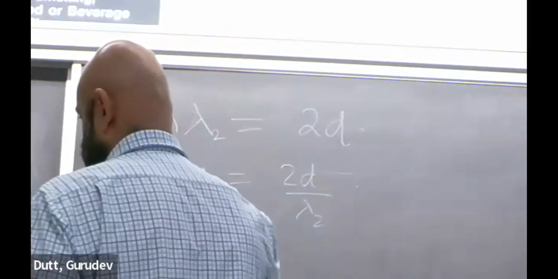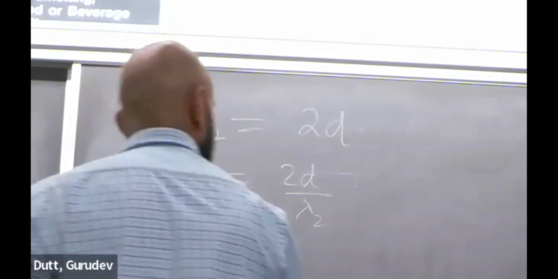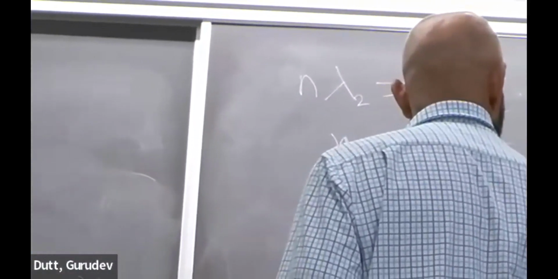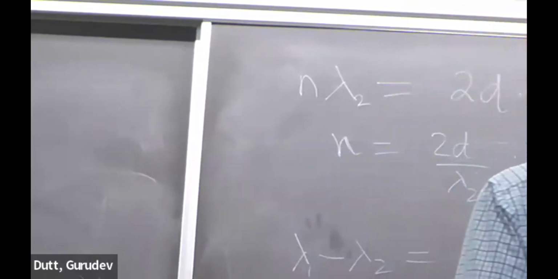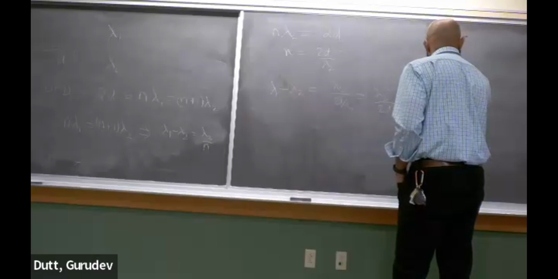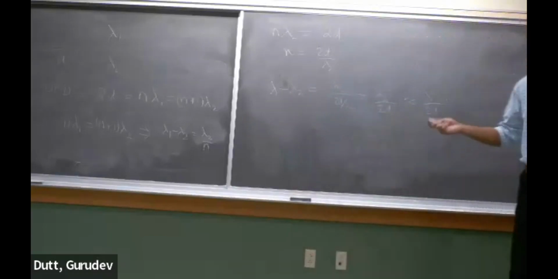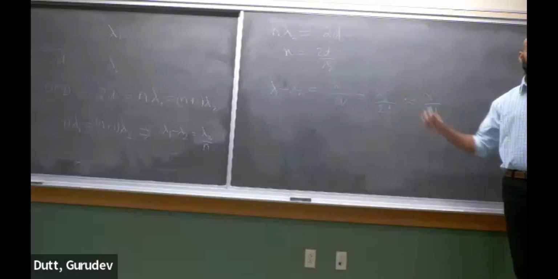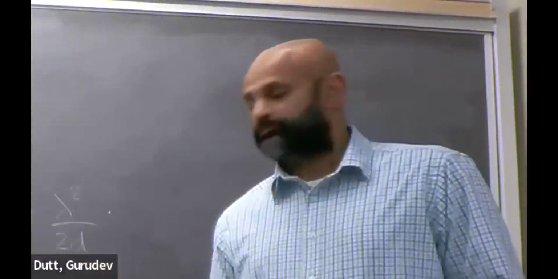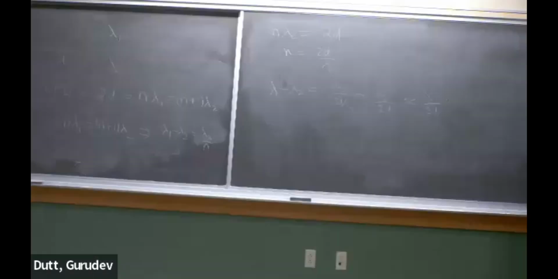Therefore, we have that lambda 1 minus lambda 2 equals lambda 2 divided by 2d over lambda 2, which is lambda 2 squared divided by 2d. And this is approximately just lambda squared over 2d, because as I said, the two of them are very close to each other, and therefore we can set the central wavelength lambda for both of them in this situation. Everybody fine with this calculation, how it's carried out?